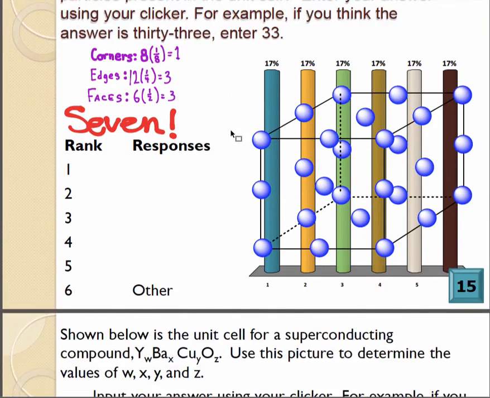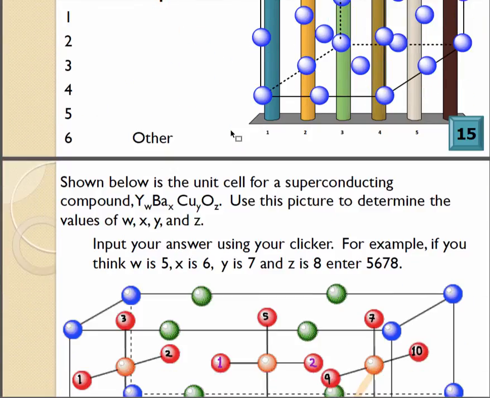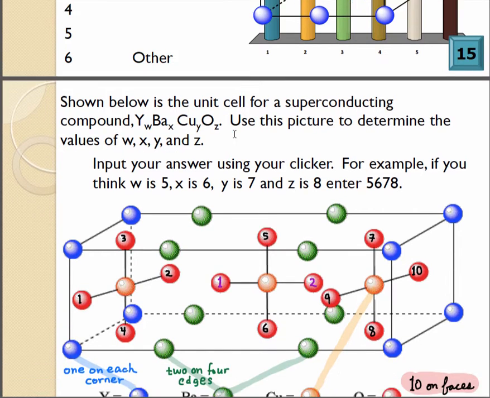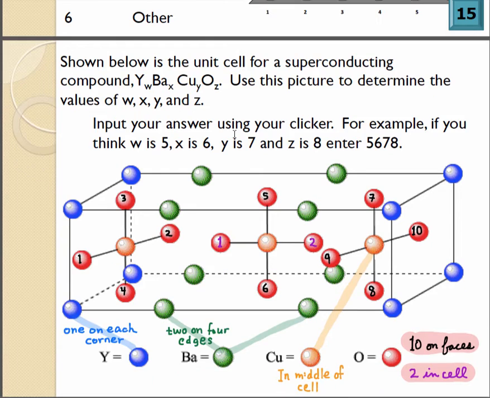Here's a super tricky one. This will freak you out. Here's a ceramic type salt crystal unit cell. It has yttrium in blue, barium in green, copper in kind of an orangish color, and oxygen, as usual, in red. Looks like the oxygens are mostly on the faces.